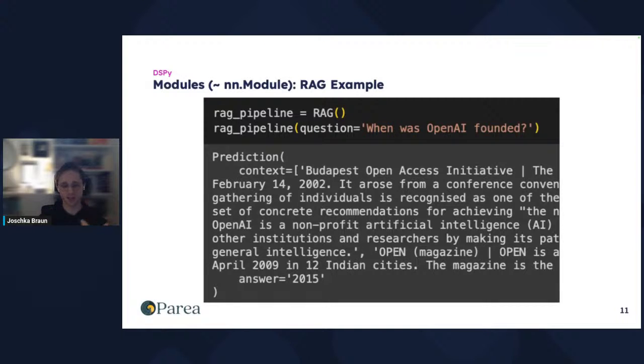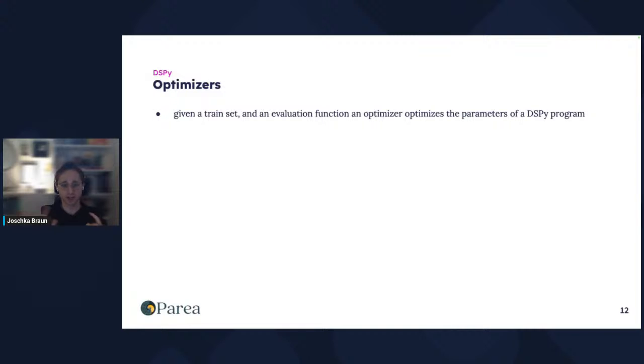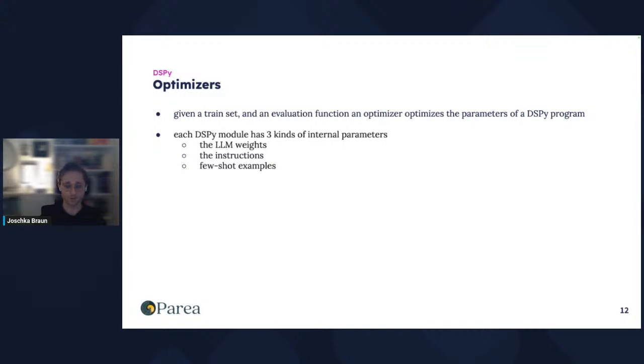But then the last key ingredient which we need is optimizers. Optimizers take a training set and an evaluation function and optimize all the parameters of our DSPy program. This means it will either optimize the LM weights if it has access to them, or it will refine the instructions, so think about the doc string we had earlier in the generate answer signature, or it will select few-shot examples which improve the performance of our program.